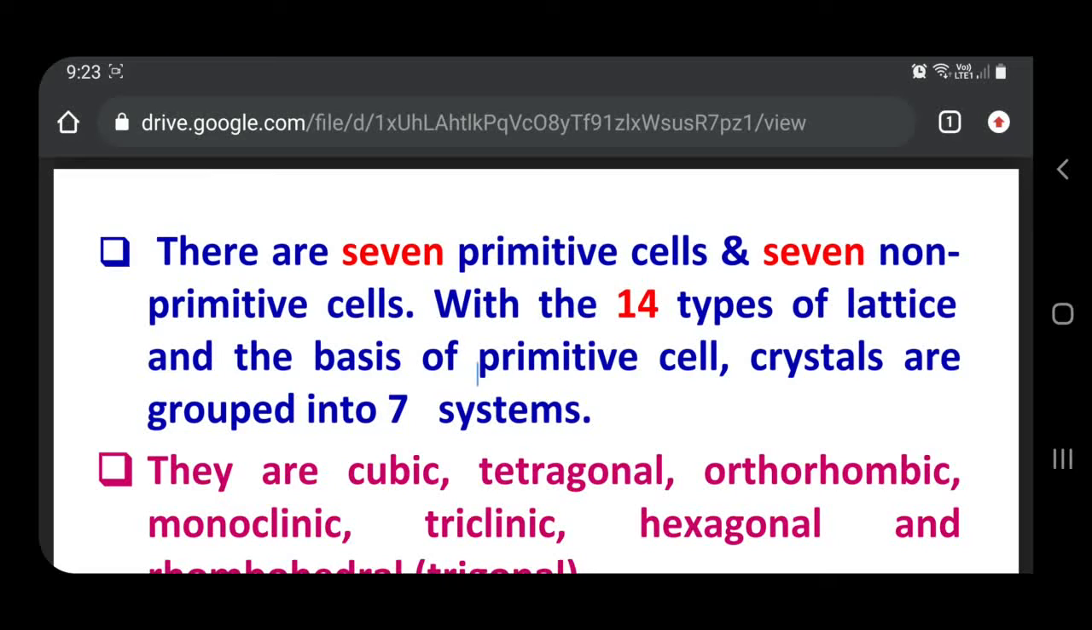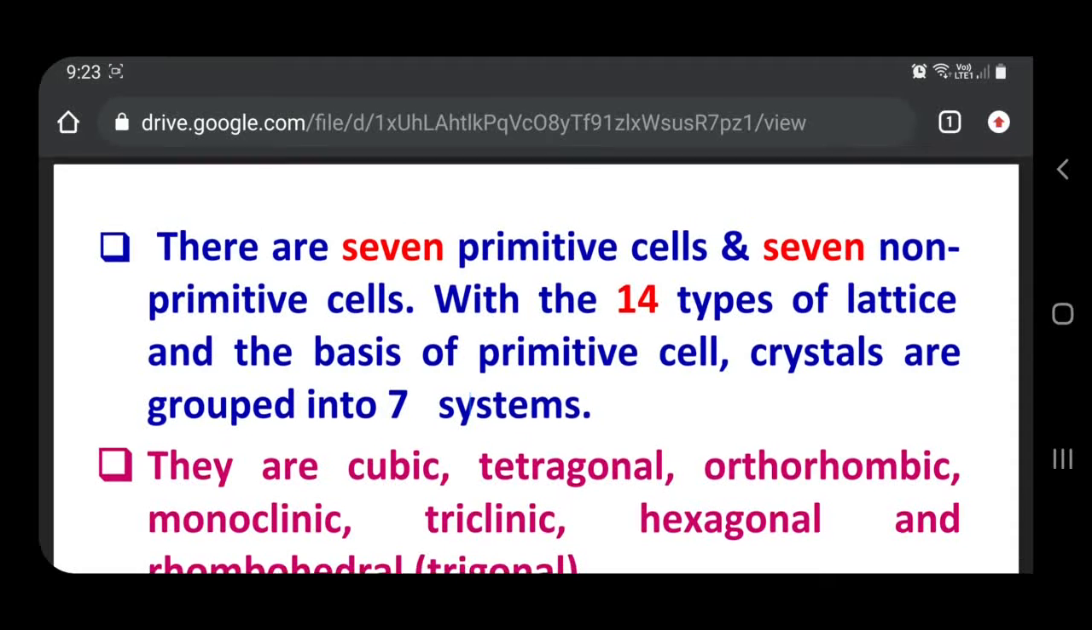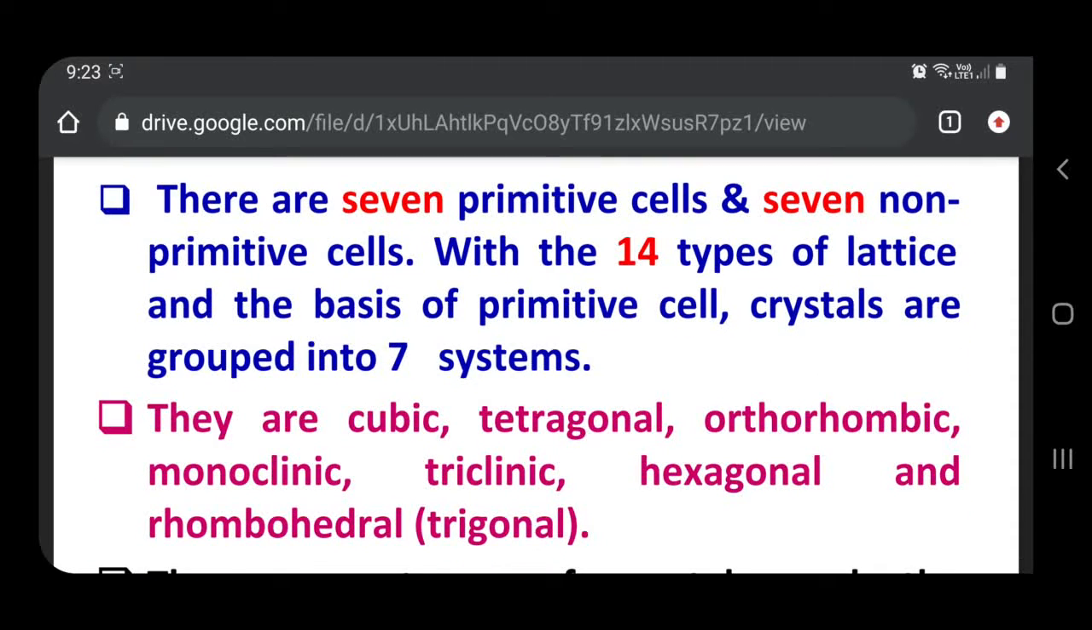With the 14 types of lattice and on the basis of the primitive cell, we have a total of 7 crystal systems, and those 7 crystal systems I mentioned in the previous class with that table. I have still retained that link. You can still refer to the previous discussion, and I will remove this PPT as well as the previous PPT after 2 days, that is on Wednesday.